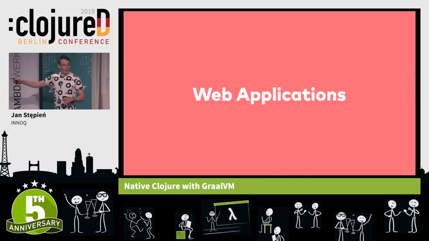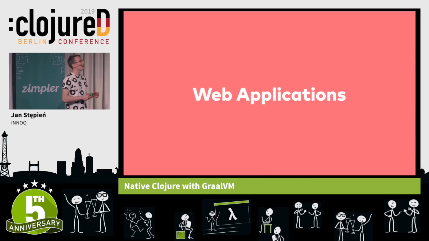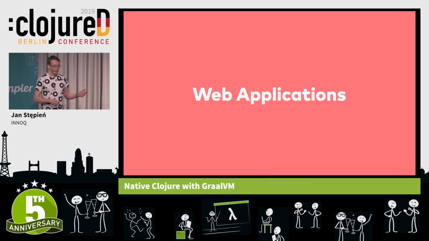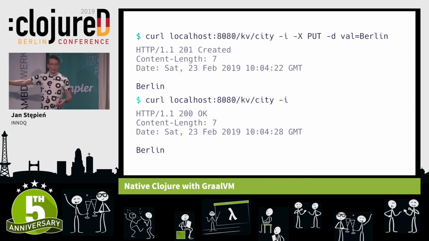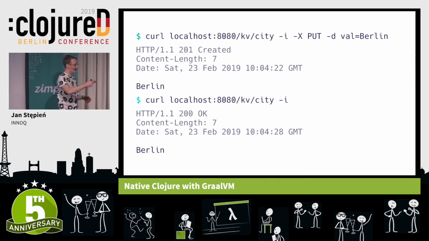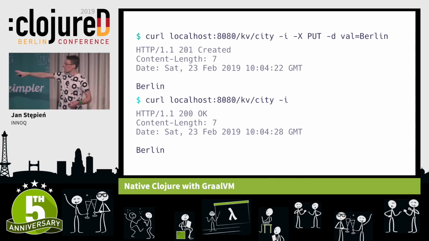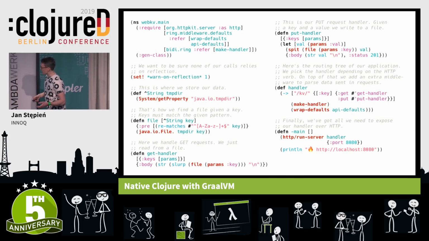Back. Let's talk about web applications, which is another thing which is dear to my heart and represents an increase in complexity compared to nice toy tools we've been playing around with before. But this is my user story. This is all I want to have. I have a key value database, and I can put key CT value Berlin, and then I can get it back. It would be lovely if this web application also persisted data as flat files in the temp directory. To implement this entire API, we need like 70 lines of Clojure.